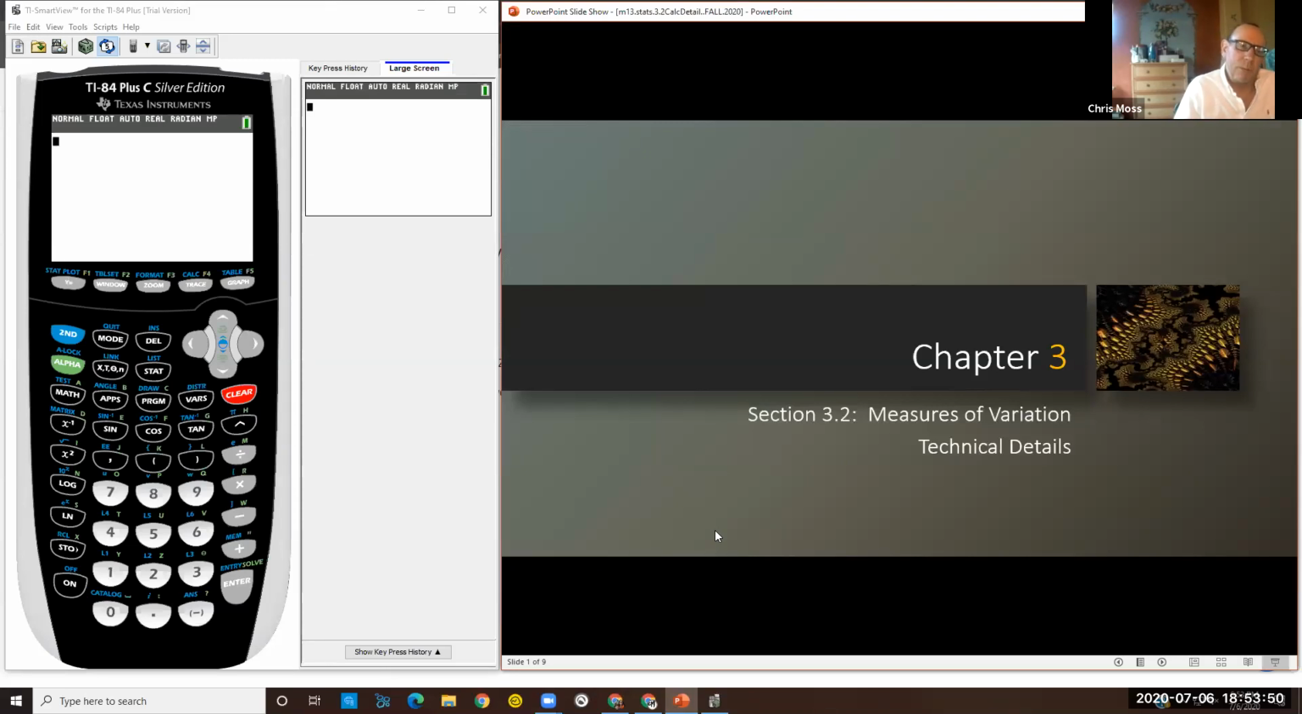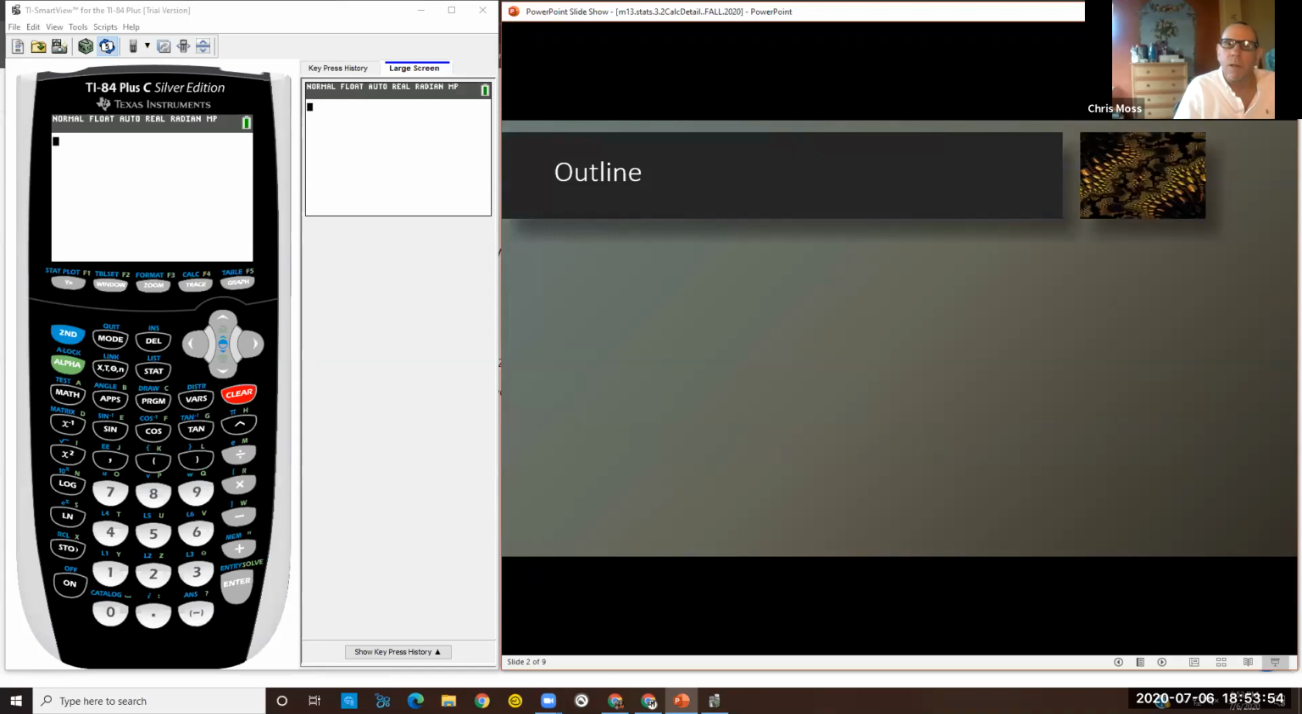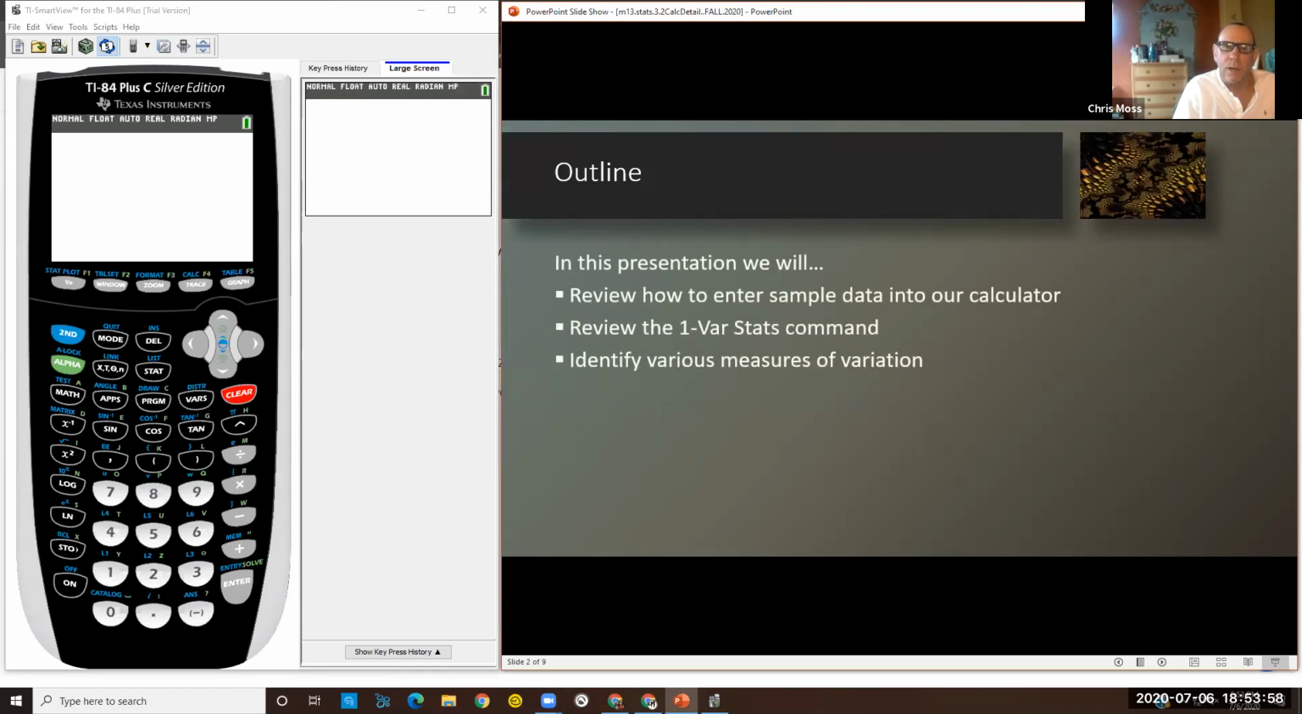All right, chapter 3, measures of variation, technical details. A little bit of an outline first. I'm going to go ahead and review how to get data into your calculator. I'll go a bit quicker because by now you should have attempted this by yourself. This will involve a review of the one variable stats command. And then we can move on and identify various measures of variation and discuss how to present them.